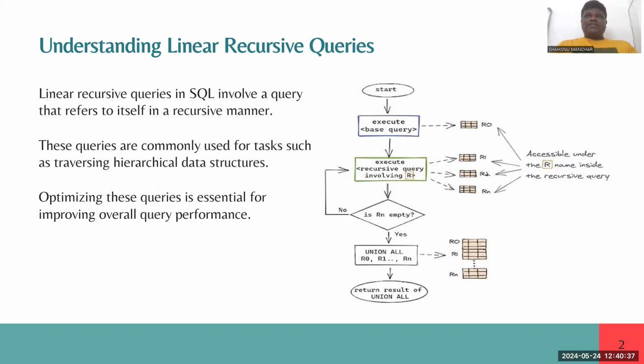As we know, a database is something we compare with files. Files are not redundant, but a database is redundant. So to optimize these linear recursive queries, we have certain operations. To do that, let's see.